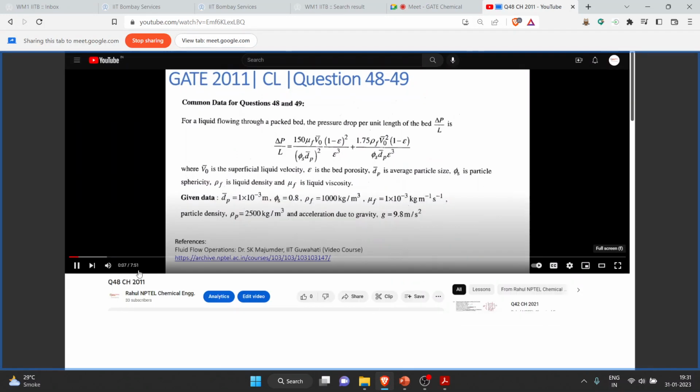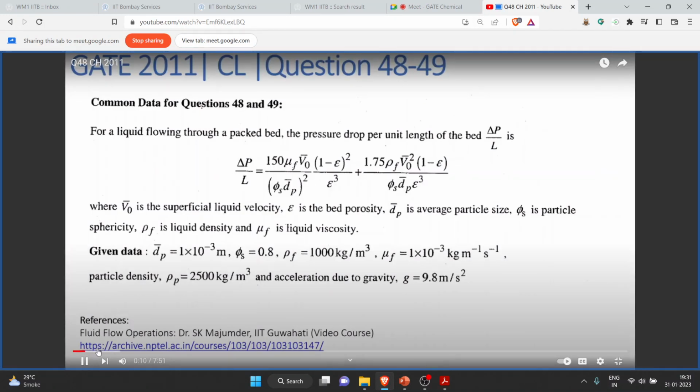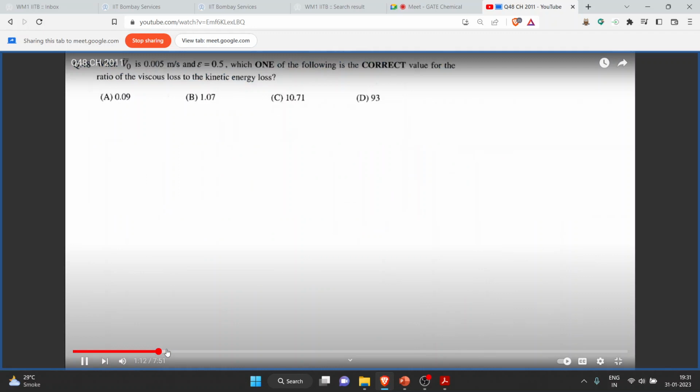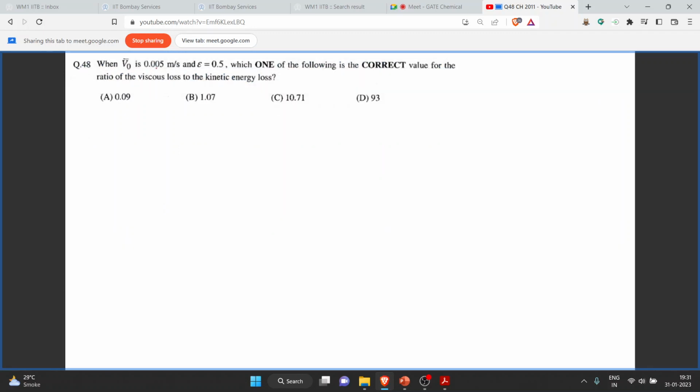Number 48 and 49 of GATE 2012 chemical engineering paper. Liquid flowing through a packed bed, with superficial liquid velocity V naught of 0.005 meter per second and epsilon of 0.5. Which one of the following is the correct value for the ratio of viscous loss to kinetic energy loss?